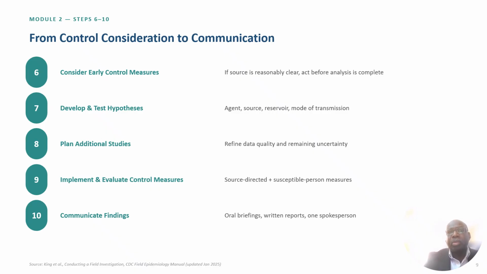This should be from the control considerations to the communications. It means identifying the causes of why the outbreaks exist, and providing these findings to the three priorities as I have mentioned. So consider early control measures, regardless of whether the causative agents exist or are identified or not.